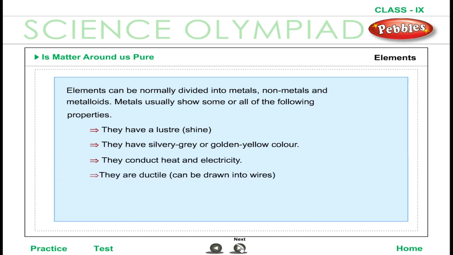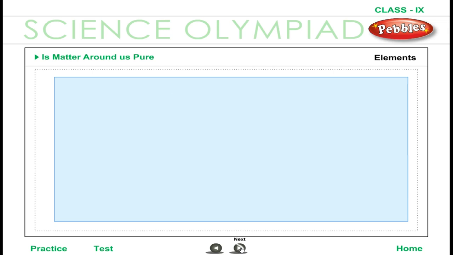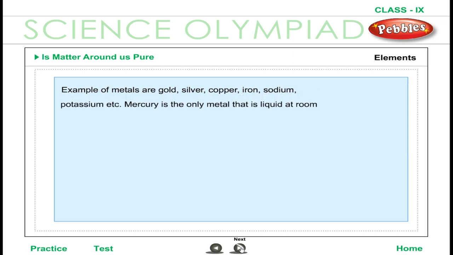They are ductile, that is, can be drawn into wires. They are malleable, that is, can be hammered into thin sheets. They are sonorous, making a ringing sound when hit. Examples of metals are gold, silver, copper, iron, sodium, potassium, etc. Mercury is the only metal that is liquid at room temperature.